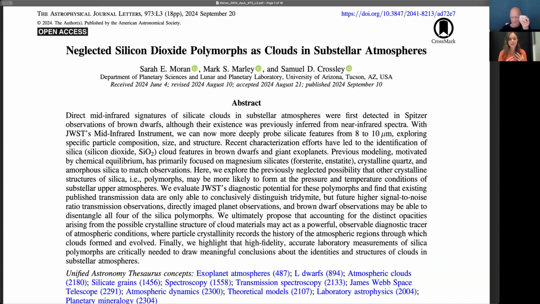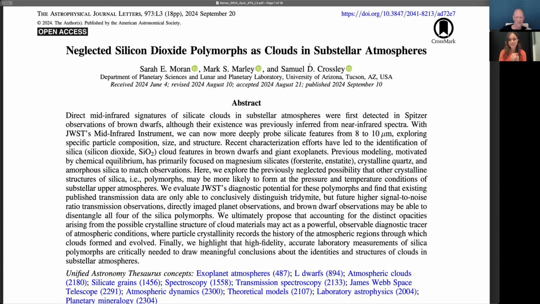The title is actually an homage to a past article about neglected compositions of clouds in brown dwarfs. I'm narrowing in on just one composition, silicon dioxide, but I'm looking at all the polymorphs. Polymorph just means many shapes. You can have many different kinds of crystal structures that make up silicon dioxide as clouds in these atmospheres that people haven't really thought about for either brown dwarfs or exoplanets yet. That's what this paper is all about. And that's what attracted me to the article.